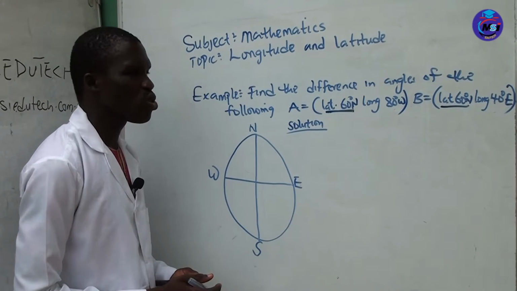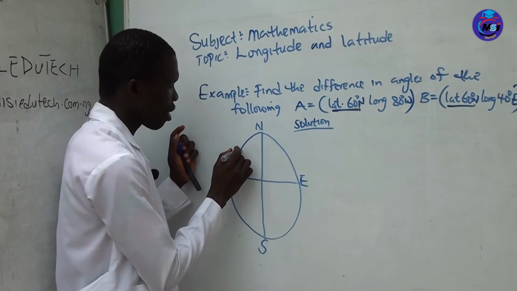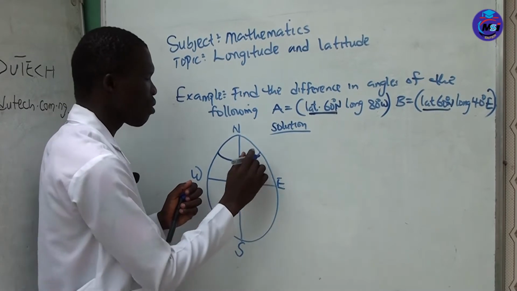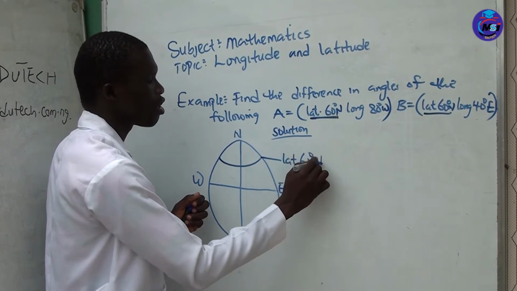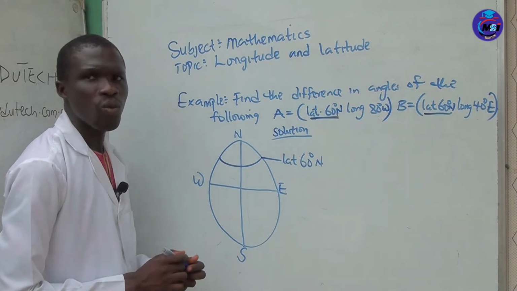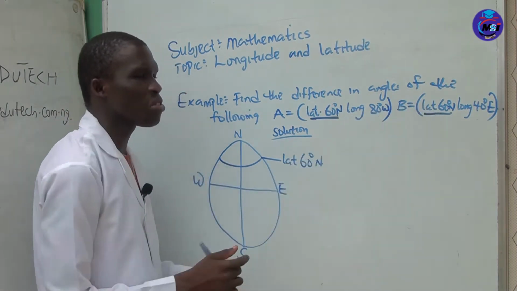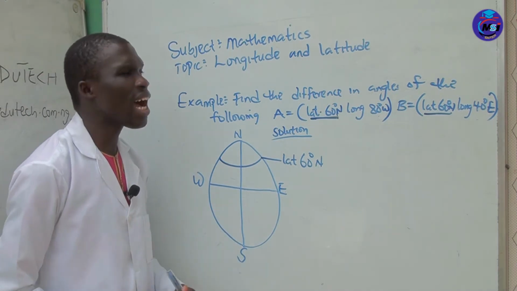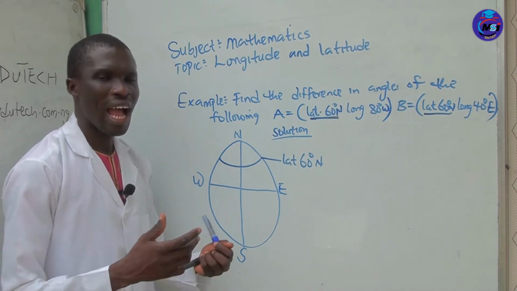So what are we going to do? You locate north. North falls to this side. This will give you latitude 60 degrees north. We have 60 degrees north here, and we have 60 degrees north. You don't need to repeat this twice since they are of the same direction and of the same angle.